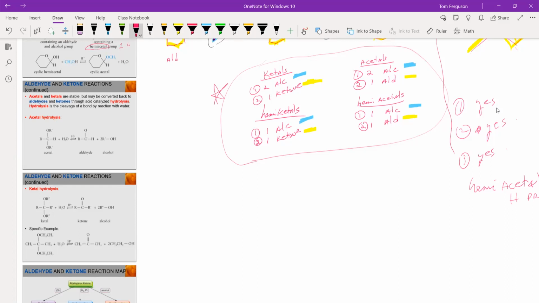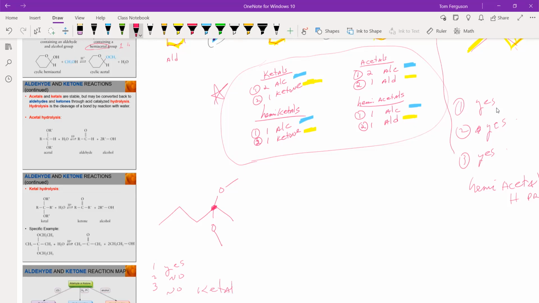Okay, let's take apart another, let's take apart a ketal in this case. So, okay, we have OCO, anomeric carbon, OCO. So that's a yes. Do we have OH present? No. So that's either a ketal or an acetal. And is H present? No. So that makes that a ketal.